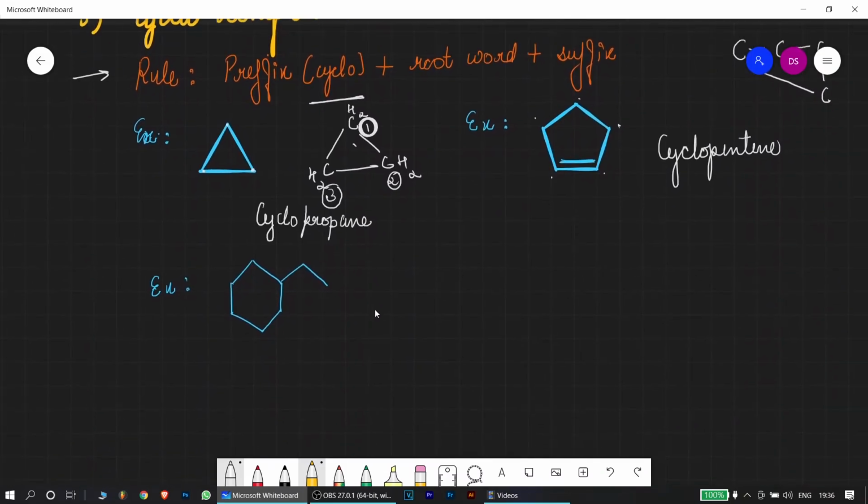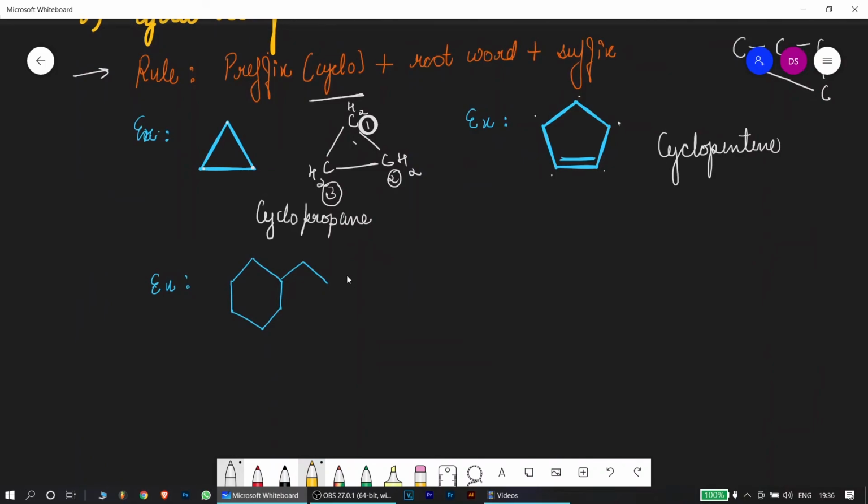Now coming to the last example, very important. With this we will end our video. Right? Now the very last example of this video is this one. Now let's just start naming it. Now first you can see there is a cyclic chain. Right? So there is a cyclic chain. And then you have the branch, right? This is the branch given to you. There is a cyclic chain and then there is a branch.